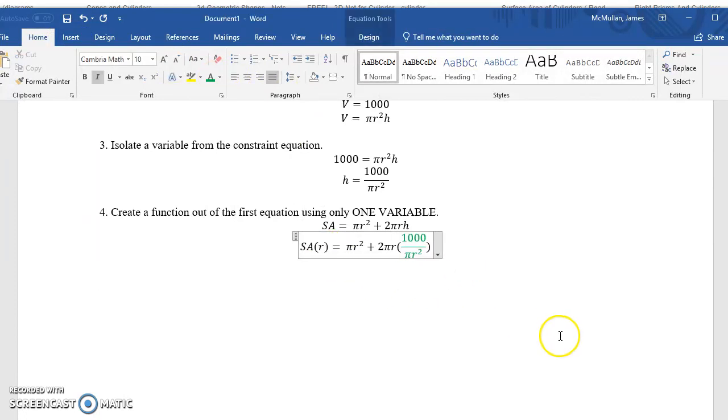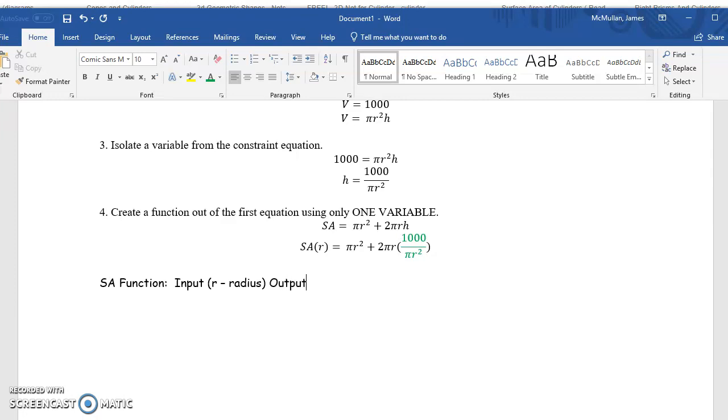Key difference here is that what I just did is construct a function, right? Because surface area is now a function, right? So surface area function. The input is simply r, which is the radius, and the output is the surface area of the can. And so we've managed to basically bake in the height into this second equation, and we can now go ahead and have an equation we can actually optimize.